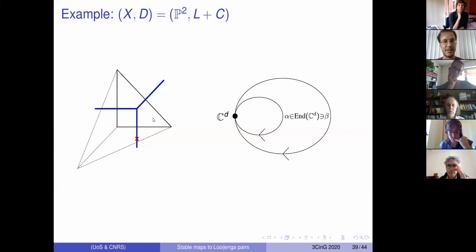So for example, in the running example of P2 with a line and a conic, the quiver that one would have would be a 2-loop quiver. Again, just 2 loops. And in more general cases, the number of torus fixed points in Y is in bijection with the number of vertices in the quiver, and essentially the fan specifies what pattern of edges there are in the quiver.